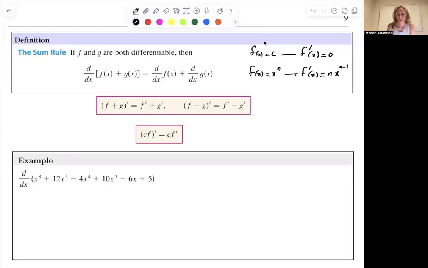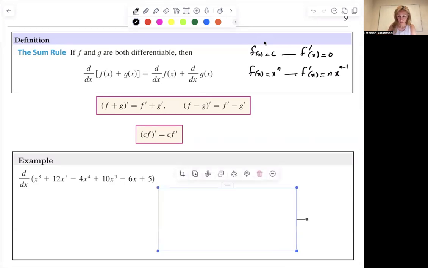Sine function, cosine function. The question is, if you have the addition of two functions, how do you find the derivative? If you have addition of two functions, you can separate those two functions and take the derivative one by one and then add them together. The same with difference between two functions. So here, f plus g prime is f prime plus g prime. And if you have difference between two functions, the process is the same. You can take the derivative of first function, take the derivative of second function, and then do the subtraction.